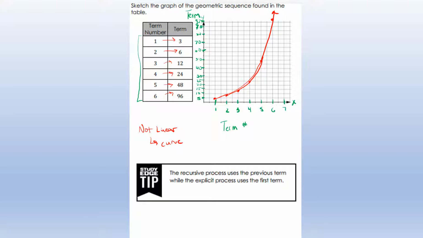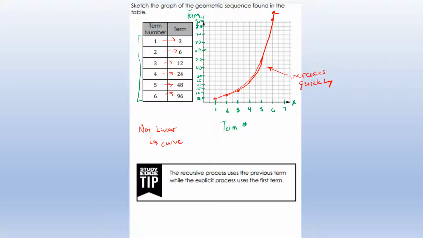The other thing you should notice is that once it reaches this point here, once it's doubling, it increases very quickly. So geometric sequences, which is what this is, once it's doubling or tripling or whatever the factor is, it starts spacing out a lot more as you move further along.